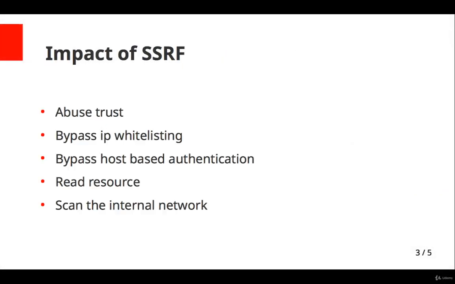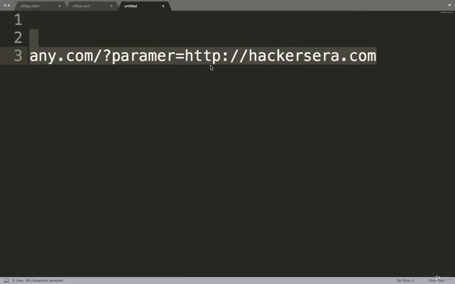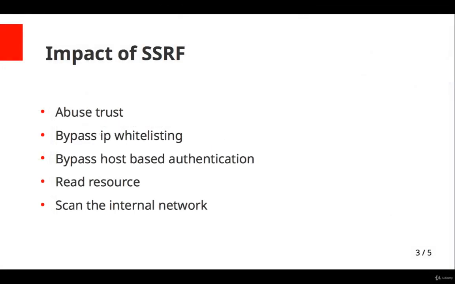Now let's talk about the impact of SSRF. What can an attacker achieve with this vulnerability? The first is abusing trust: abusing the trust relationship between the vulnerable server and others. For example, an attacker can give a third-party website and send multiple requests to it, consuming the server's resources. So this is simply a DoS attack from the vulnerable server.